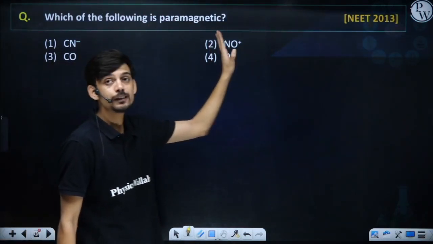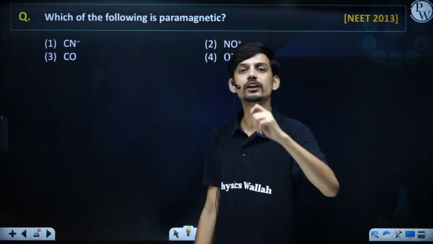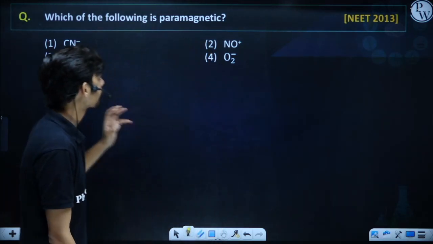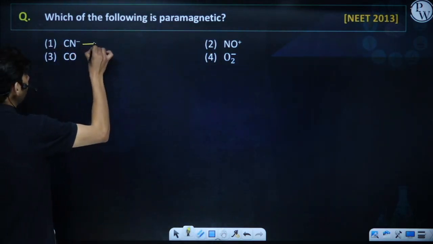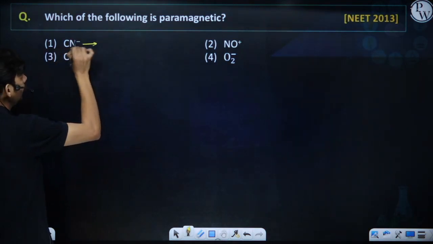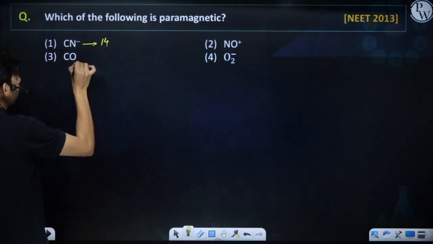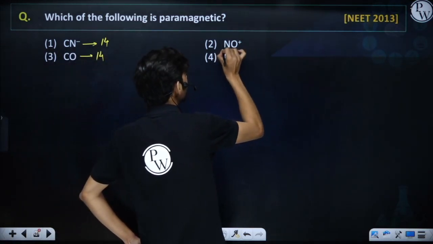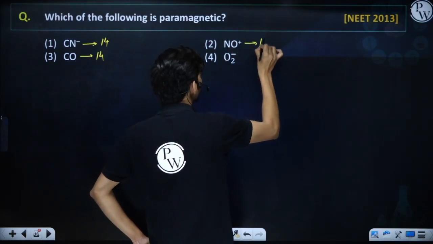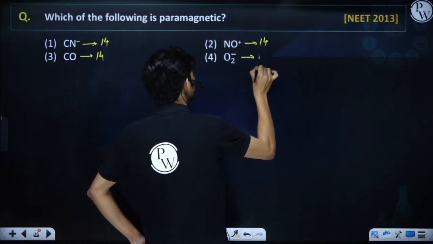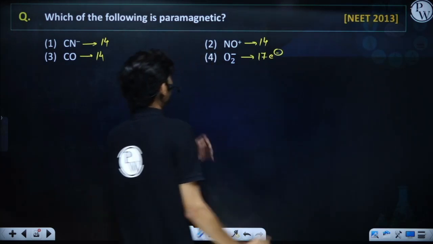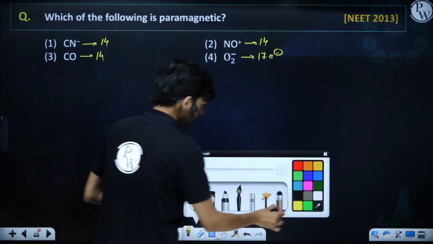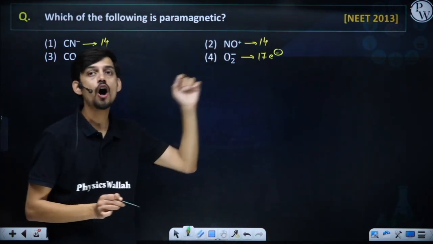Which one of the following is paramagnetic? So for paramagnetic, you have to find the paired and unpaired electrons. And for that, you have to do the configuration. But not every time configuration will be required. CN minus: 7 plus 6, 13 plus 1, 14 electrons. 8 plus 6, 14 electrons. 8 plus 7, 15 minus 1, 14 electrons. 16 plus 1, 17 electrons. Whenever the question is about paramagnetic or diamagnetic, first of all, try to find which one is having how many electrons.